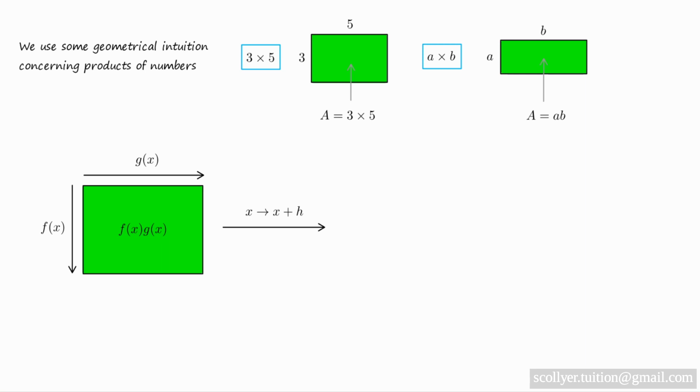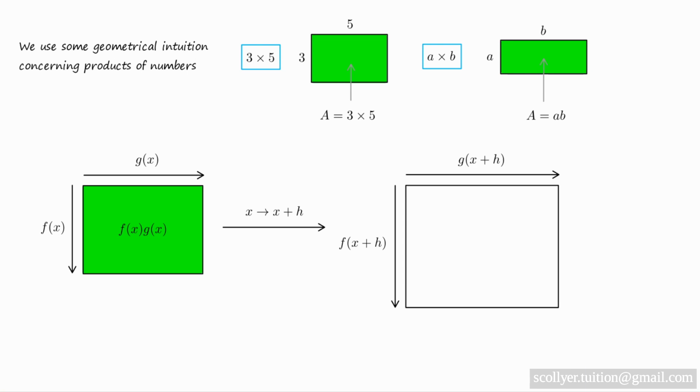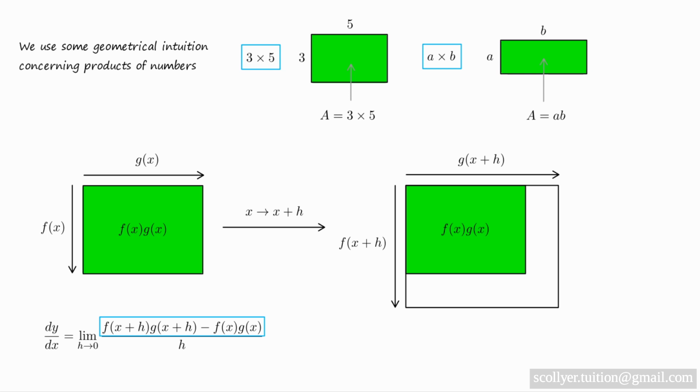And if we now allow x to increase to x plus h, and we construct a rectangle in the same way, then we obtain a rectangle with sides f of x plus h and g of x plus h. Now recall that we are interested in the numerator of this expression, and we note that we have f of x plus h times g of x plus h minus f of x times g of x, which we can now interpret as the difference of these two areas. So if we superimpose the left rectangle on the right rectangle, then we see that the numerator is the difference of these two areas, which is the area shaded white.